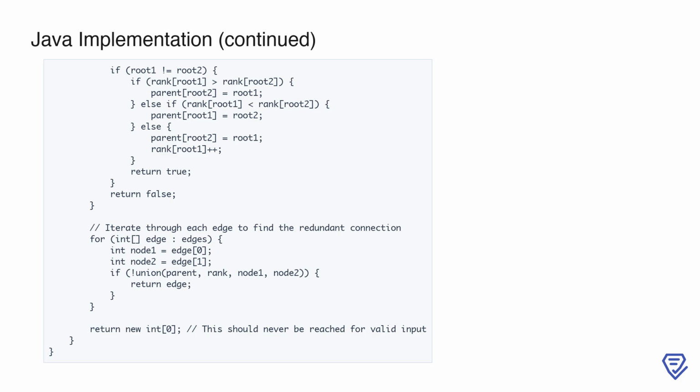After defining the helper methods, we process each edge in the graph. For each edge, we extract the two nodes it connects and attempt to unite their sets using the union method. If the union operation returns false, it means the two nodes are already in the same set, and the current edge creates a cycle. Thus, we immediately return this edge as the redundant connection. Finally, if the input is valid, the loop should always find a redundant edge, so the return statement at the end is just a safeguard and should not be reached during normal execution.